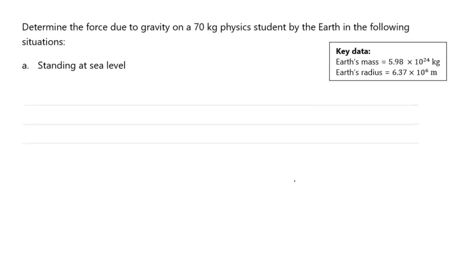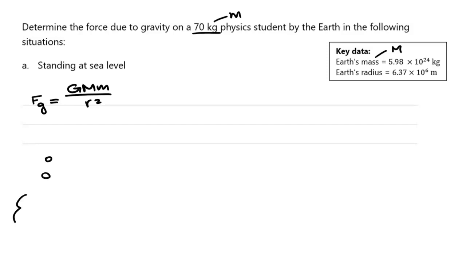Okay, let's look at some other situations. We're going to look at the force due to gravity on a 70 kilogram physics student. So we're going to be looked at by the Earth. We'll call the Earth's mass big M, and we'll call the physics student little m. And we're interested first in standing at sea level. Now I know we could just use Fg equals mg, but let's practice using GMm on r squared.